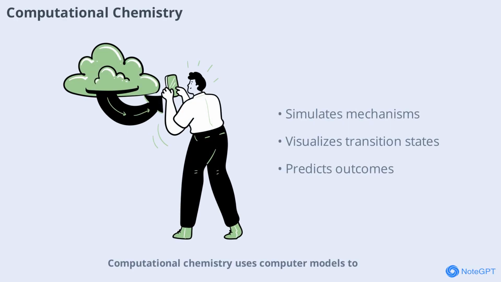Computational chemistry uses computer models to simulate reaction mechanisms and predict outcomes. These tools can visualize transition states, calculate activation energies, and suggest possible intermediates. Computational studies complement experimental work, providing deeper insight into complex mechanisms.